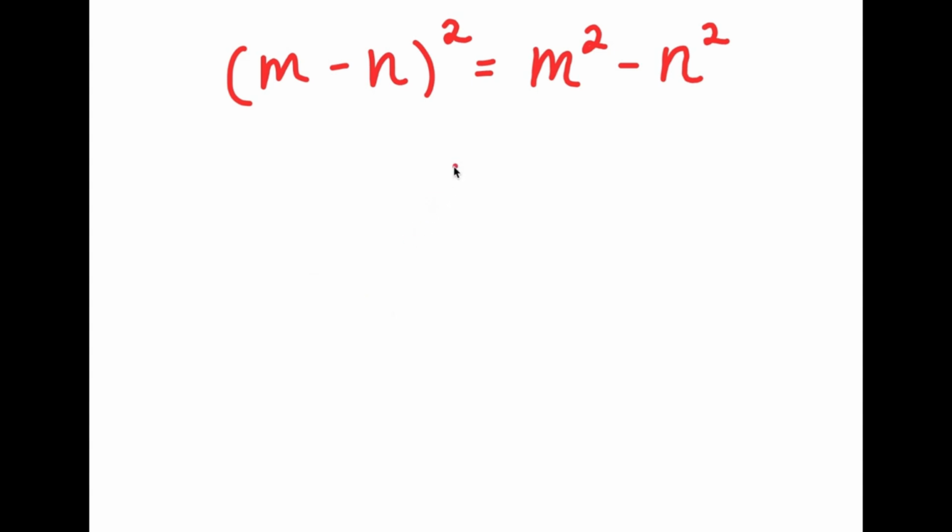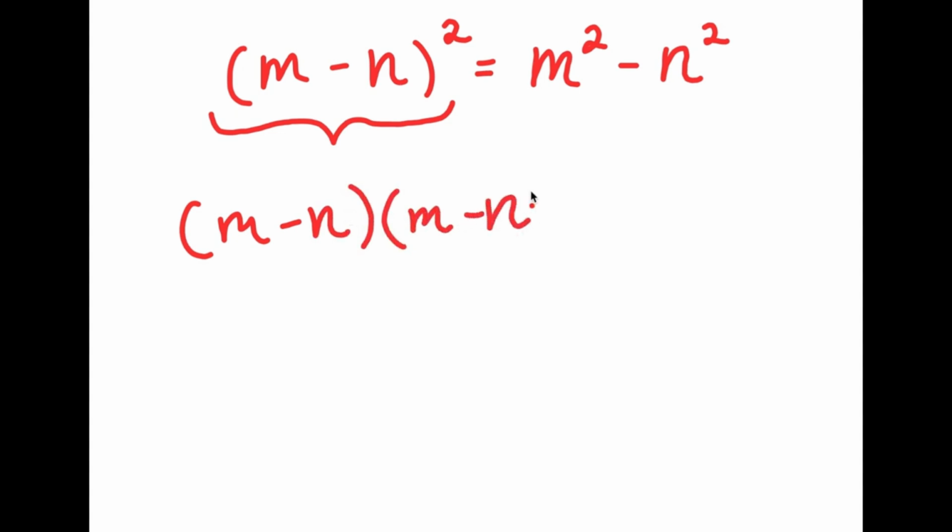Alright, so in this problem, I have (m minus n) squared is equal to m squared minus n squared. So to solve this problem, I'm going to first start by rewriting (m minus n) squared. And I'm going to rewrite this as m minus n times m minus n.